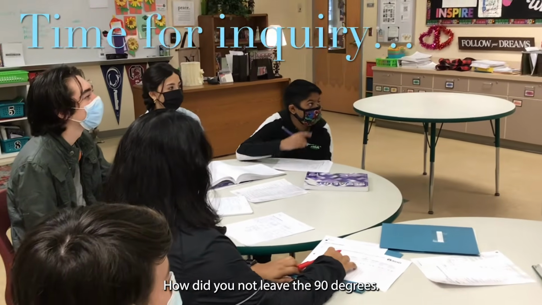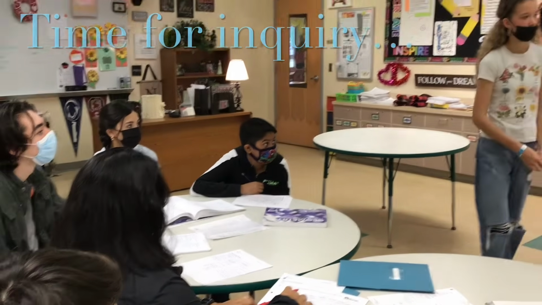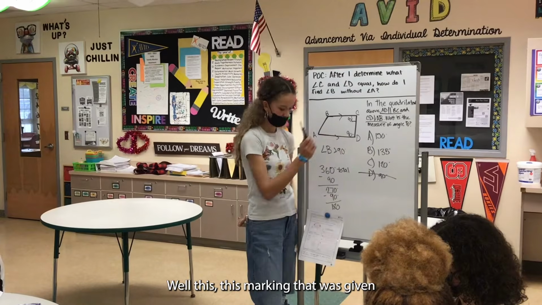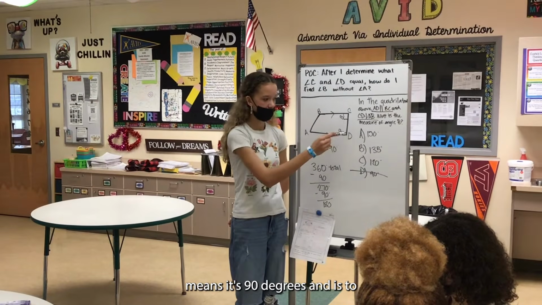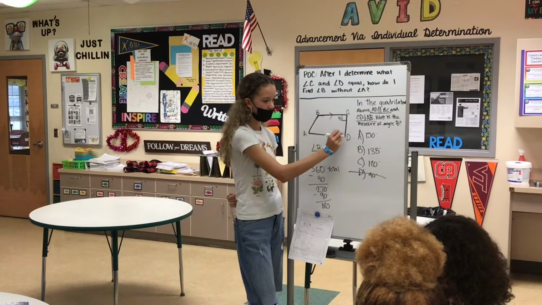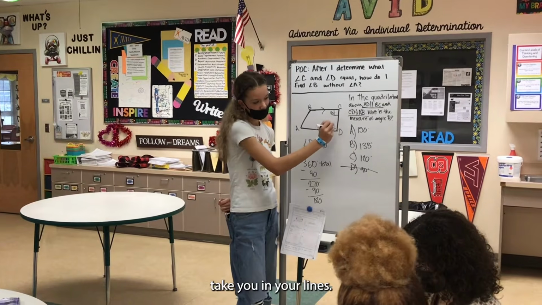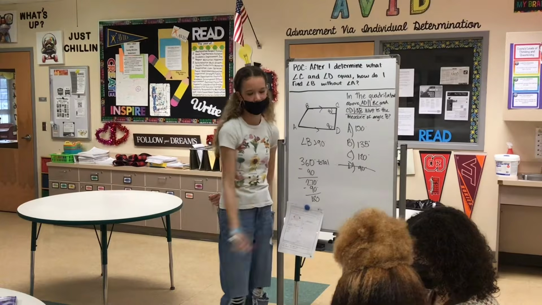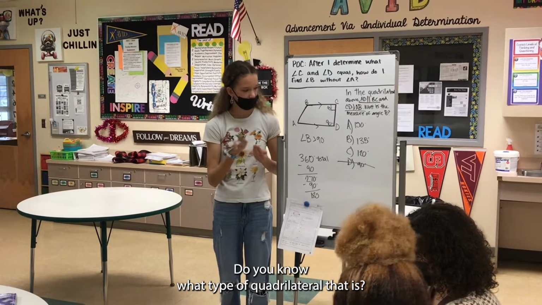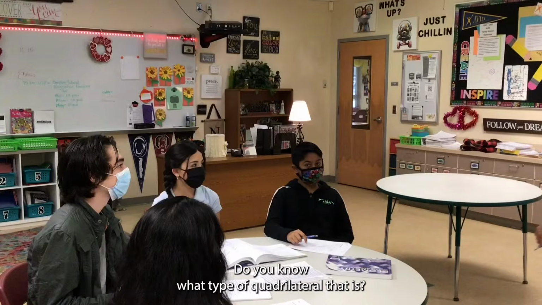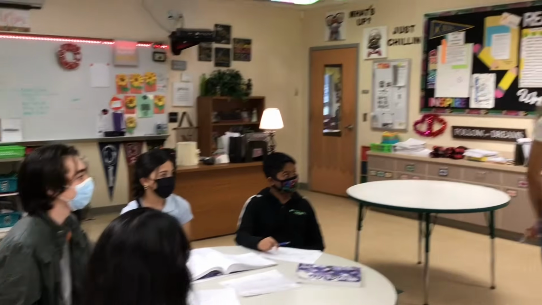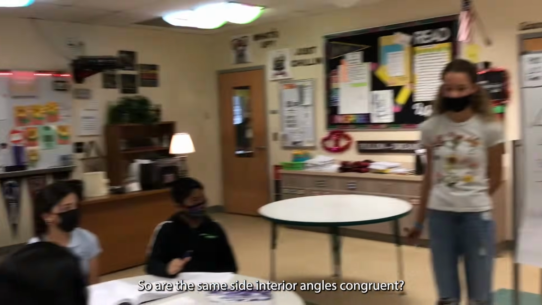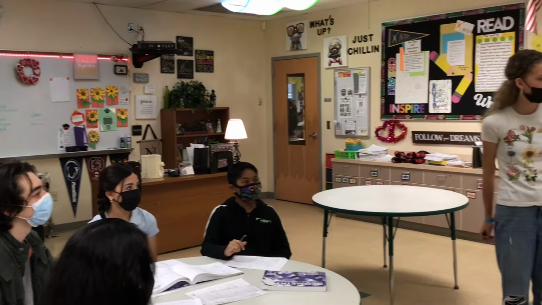How did you know that C and D were 90 degrees? Well, this marking that was given means that's 90 degrees, and these two perpendicular lines, I think, they meet at like 90 degrees. Do you know what type of quadrilateral that is? It's a trapezoid. So are the same side interior angles congruent in a trapezoid?